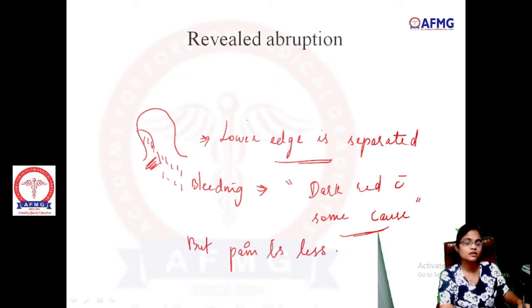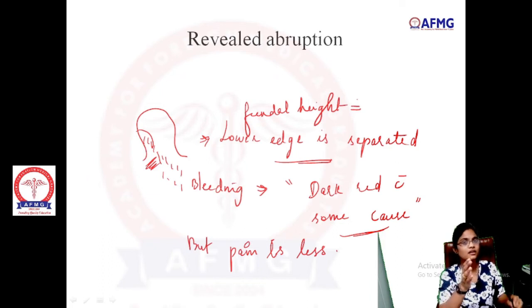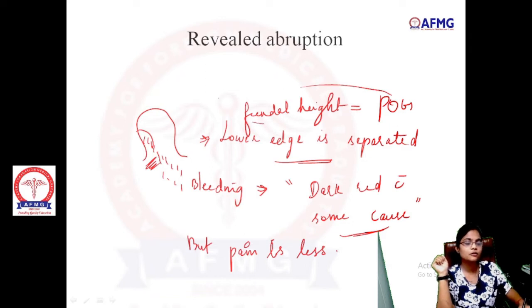Here, the fundal height which we are going to see is equal to your period of gestation. If the gestational age is calculated from the last menstrual period, both will be equal. Please remember, in concealed abruption the fundal height will be higher; in revealed abruption, it will be equal. This is also one of the questions which can be asked.